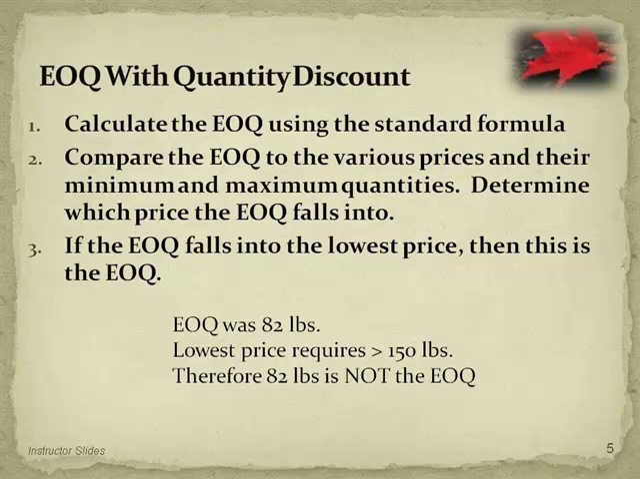Well, the lowest price in our offer from our suppliers occurs whenever we buy more than 150 pounds. So 82 is less than 150 pounds. So since that is the case, 82 pounds is not the economic order quantity. So we go to the next step in the procedure.